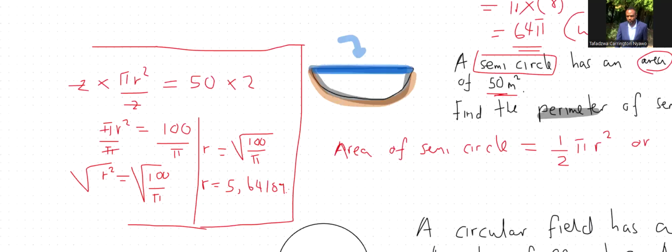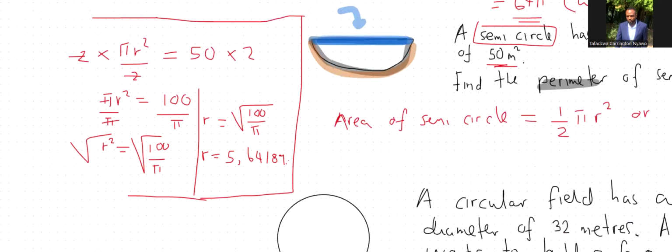So now I've got my radius. So now I need to just find my diameter. Like I said, diameter is 2 times the radius. All right. So what I just need to do is to multiply this radius by 2. Okay. So I'm going to multiply this by 2 to find my diameter now.